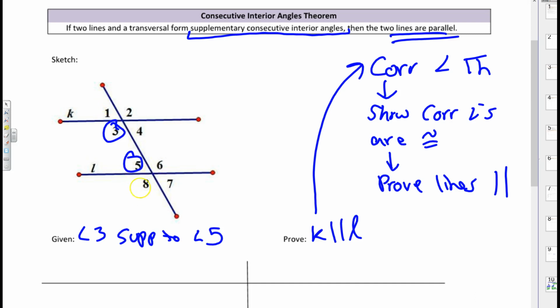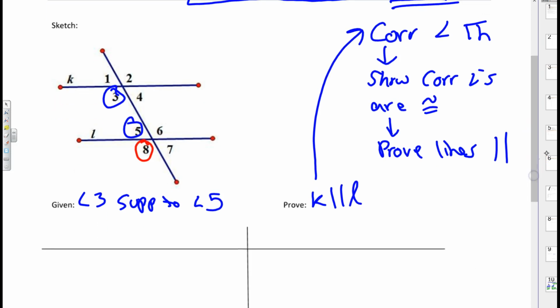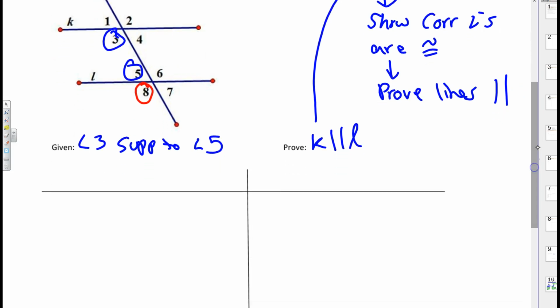I like either angle 1 or angle 8. I'm just going to choose angle 8 because I feel like it. And I like those angles because they're a linear pair with one of my given angles and they're corresponding to the other. So angle 8 is a linear pair with 5 and it corresponds to angle 3. So if I can get to the point where I can show that angle 3 is congruent to angle 8, then I have proven my lines parallel. So that's my goal. So let's go ahead and get started with the proof.